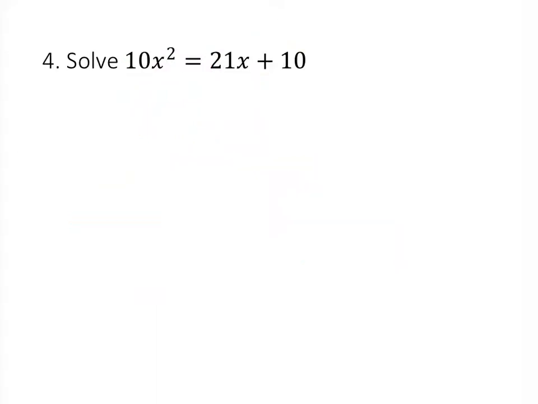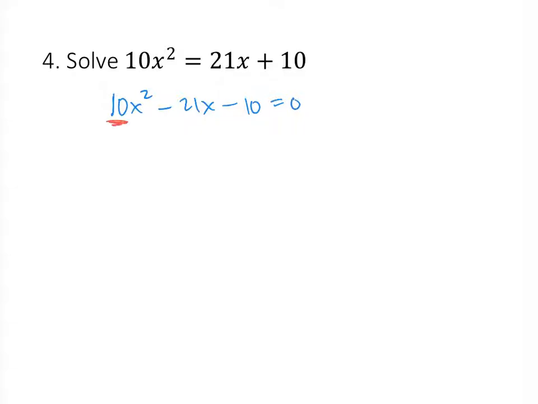So here again, we don't have a 0 on one side of our equation, so we're going to move everything over to one side. So we get 10x squared minus 21x minus 10 equals 0. And now it's possible that this might factor, but the fact that we have a 10 in front of our x squared is going to make factoring this quite difficult.